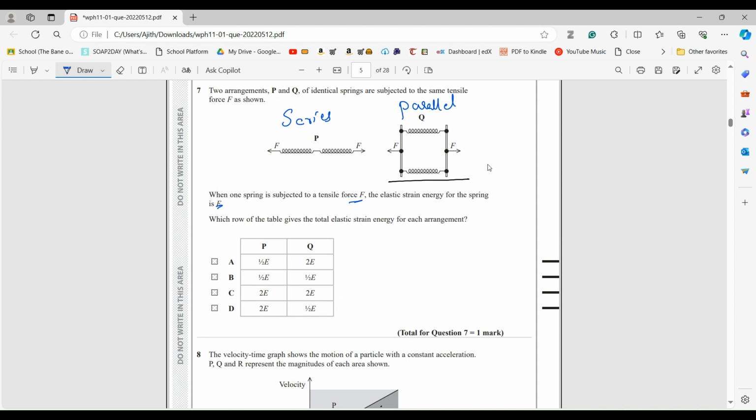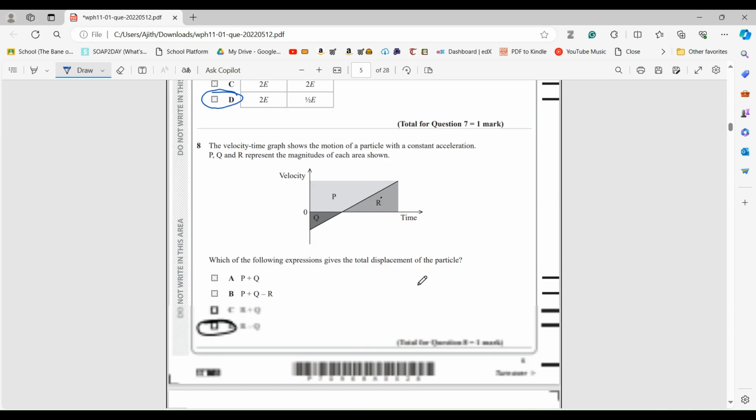Now, as I told you, for parallel springs, the extension will be decreasing. So which means the possible option that we have here is D. So the elastic strain energy of the springs in series increases, whereas for the springs in parallel it decreases.